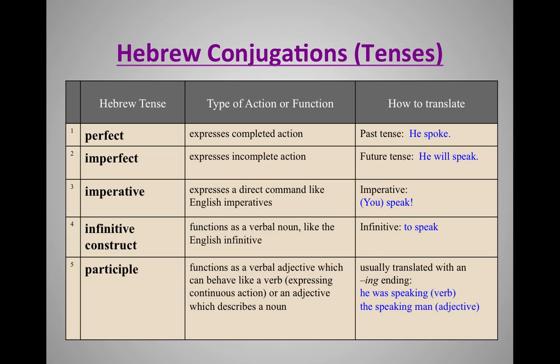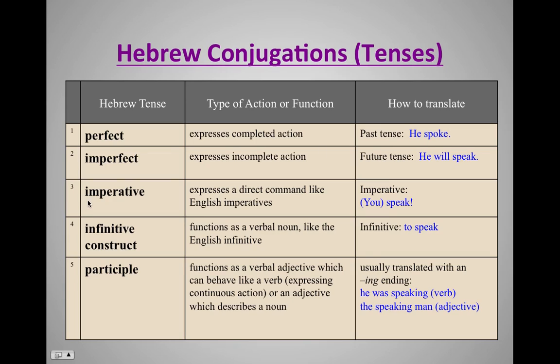He will speak. It's something that will happen in the future. So again, your essential definition to learn for imperfect verbs is to define it as a verb that expresses incomplete action, and to associate it with the English future tense.